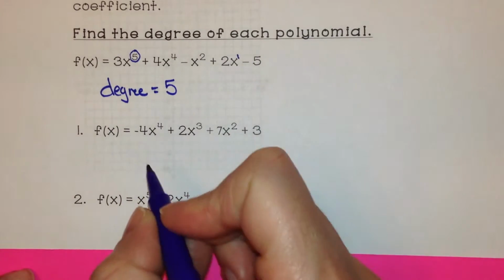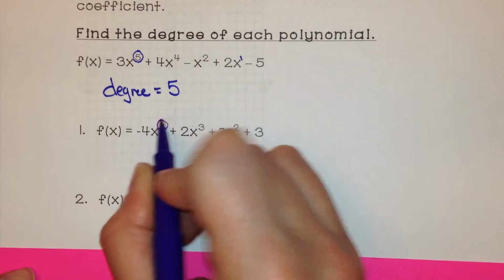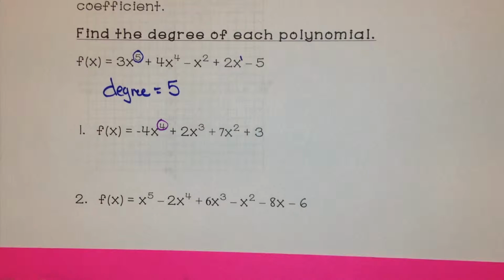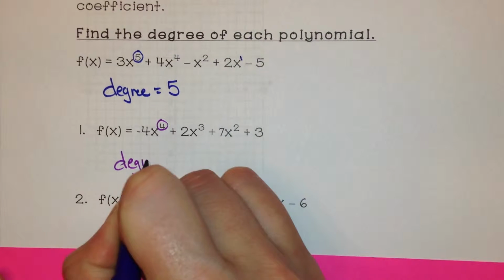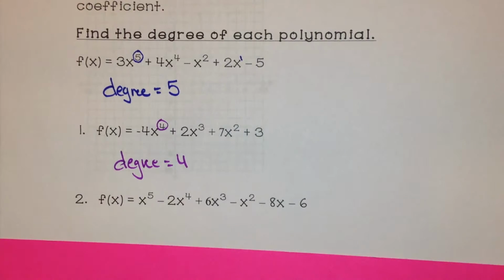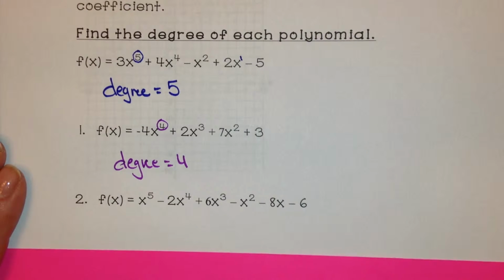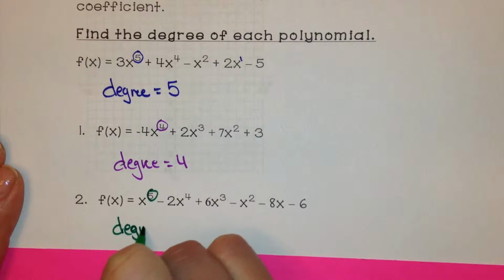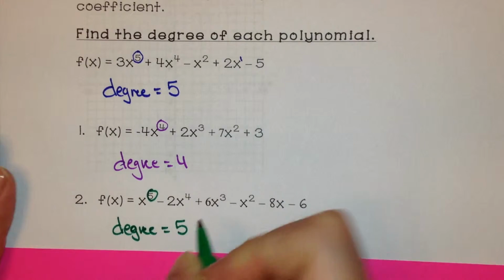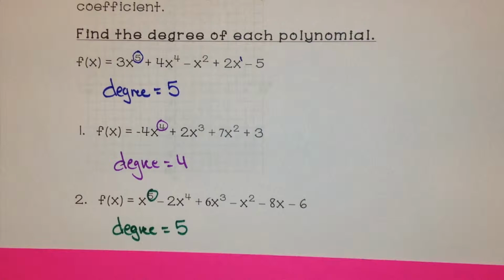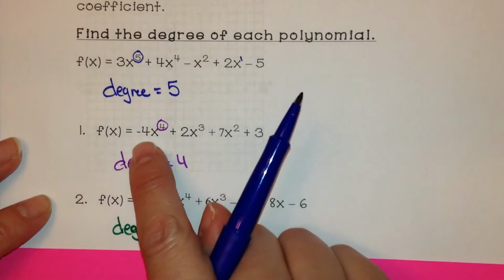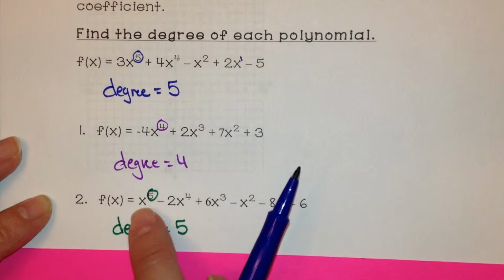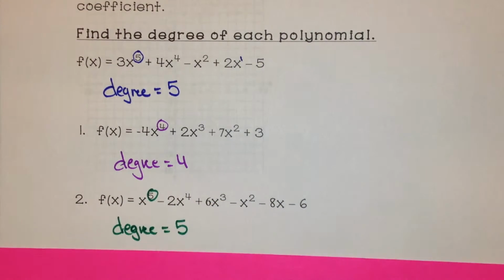All right, the degree of the first one. The largest exponent is 4. So our degree is 4. Number 2, the largest exponent is 5. So the degree is 5. And if you wanted to identify the leading coefficients, in the first one it should be -4, and in this one it's a little more tricky. Technically, there is 1x to the 5th, so the leading coefficient would be 1.